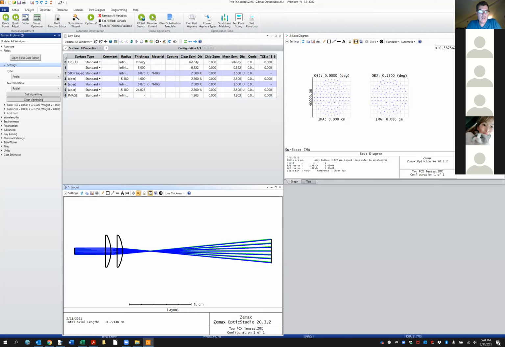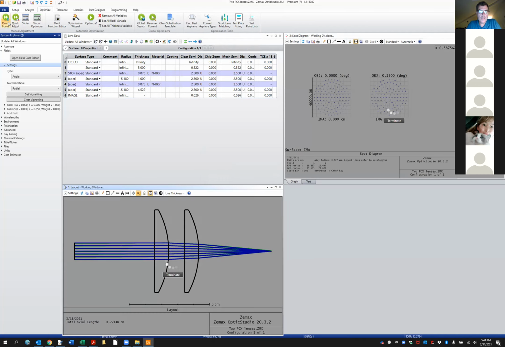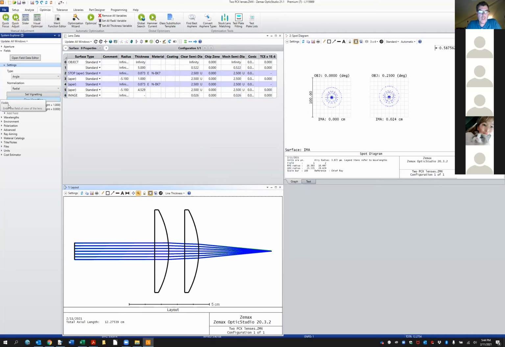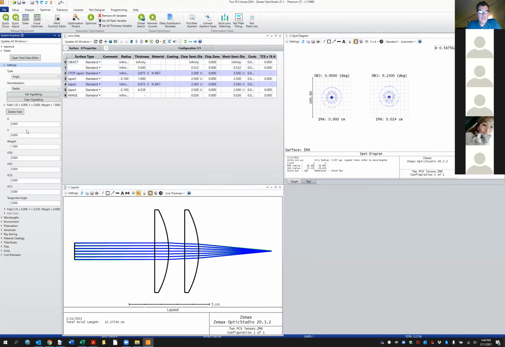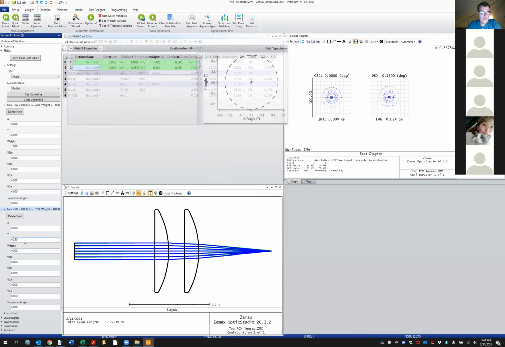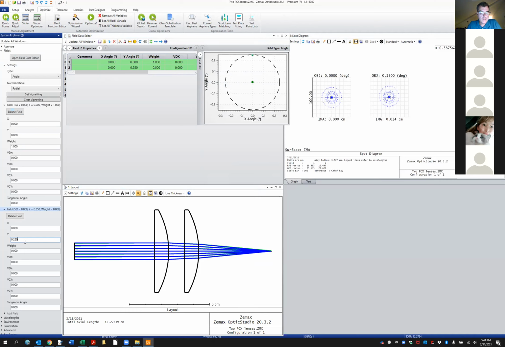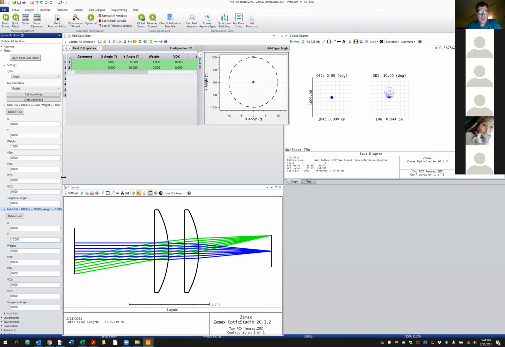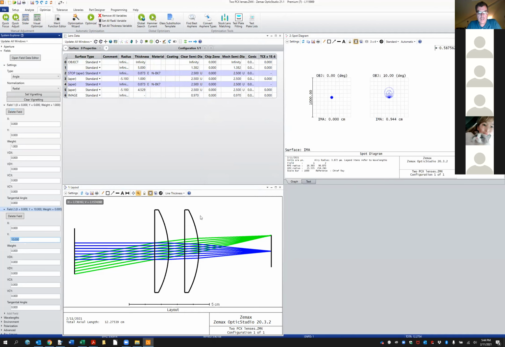And let's do a quick focus. And then let's look at our fields. I always prefer to have field 1 be at 0. And yeah, field 1 is at 0. Field 2 is 1/4 of a degree. We're not going to see anything there. So let's put that 10 degrees off axis and let's get rid of that thing.